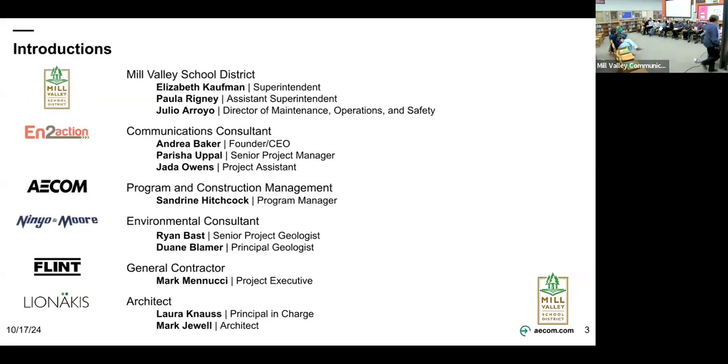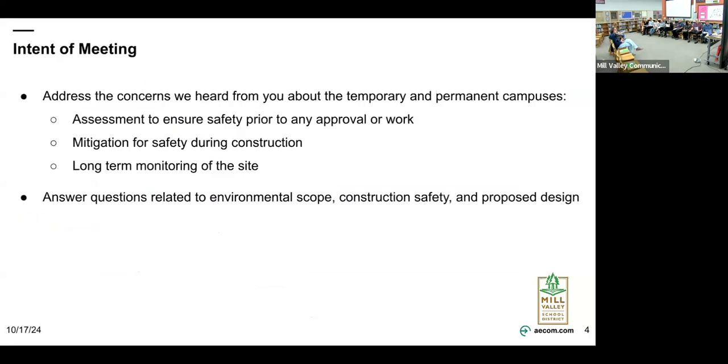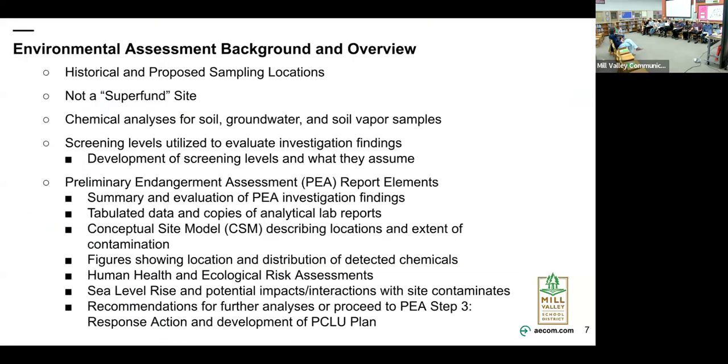And so we have our environmental assessment background and overview that's going to be provided by Nino and Moore. We have our safety and protection measures that will be by Flint Construction, Mark Manucci, and then elementary school modernization, as well as the middle school, will be provided by AECOM, and then the middle school design update, which will be provided by Lionakis. Our presentation will also be on our website, in case you would like to look for it after the meeting as well. So perfect. I will hand it off to Nino and Moore, who will go over the environmental assessment to give background and an overview.